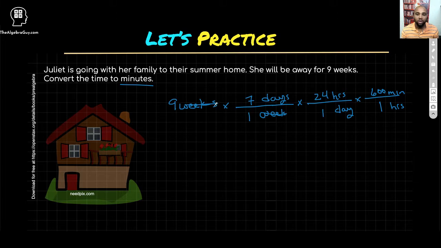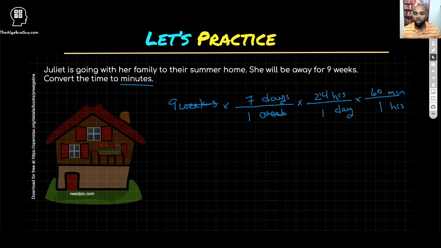Now, if you had already known how many hours there are in a week, or how many minutes there are in a week, you could have skipped a step. But I didn't, so I went one piece at a time. I know how many days in a week, how many hours in a day, and how many minutes in an hour. I just realized I put 600.